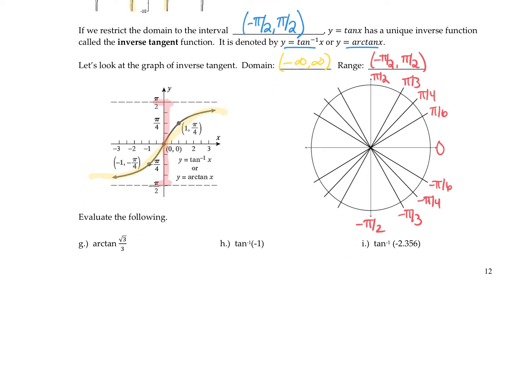So arctan, tan inverse, where is it negative root 3 over 3? Well, that means that my y is negative 1/2 and my x is root 3 over 2. And this happens at negative pi over 6. Whereas tan inverse of negative 1, well, that is where my two values are the same, which is going to be at negative pi over 4. And then again, this one we're going to type in our calculator, and I'm going to get negative 1.169.